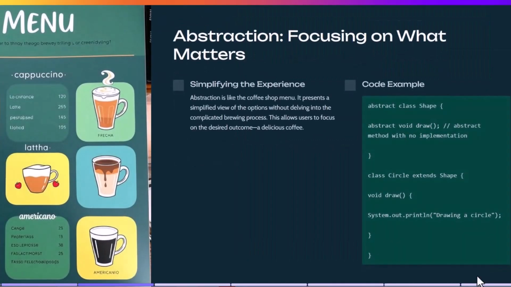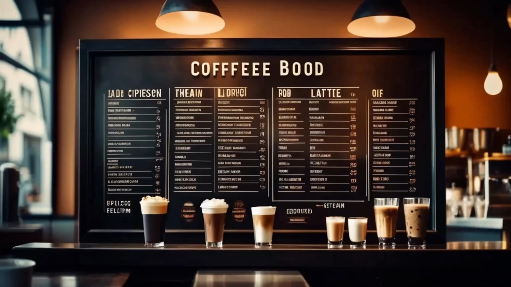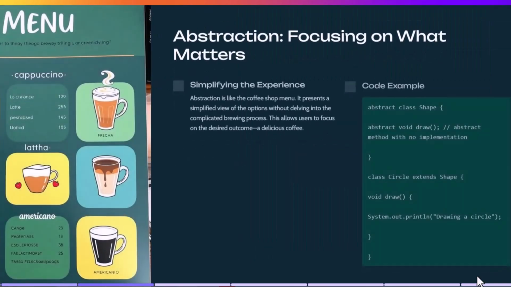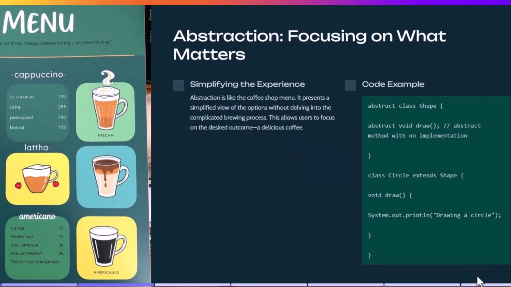Abstraction. Abstraction is like the menu at the coffee shop. You see the options: cappuccino, latte, or espresso. But you don't need to worry about how the machines bring them to life. Think of abstraction as simplifying the complexity. It hides the complicated details of implementation and allows you to focus on what an object does.